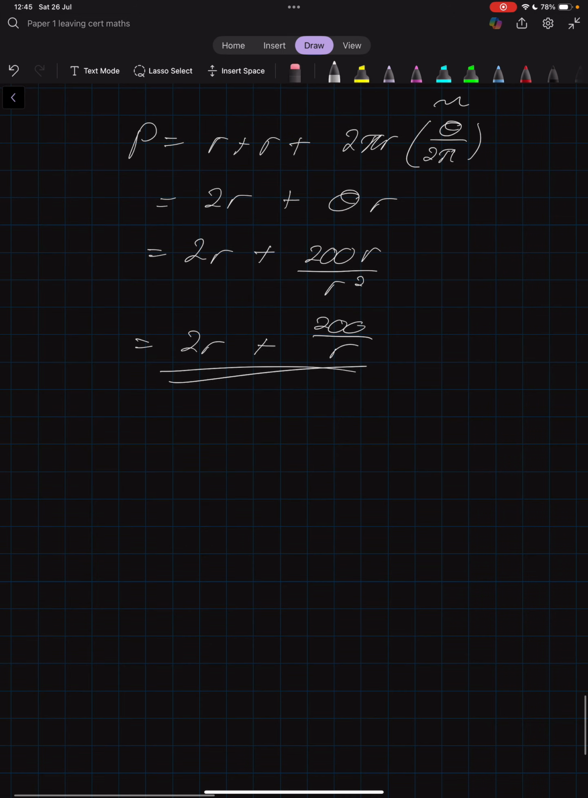So if I differentiate and get dP/dr, 2r differentiated with respect to r is just 2.